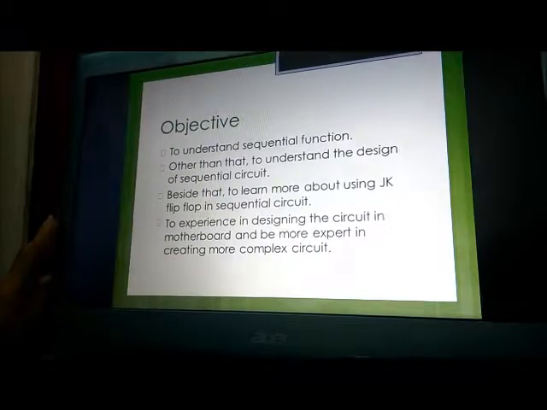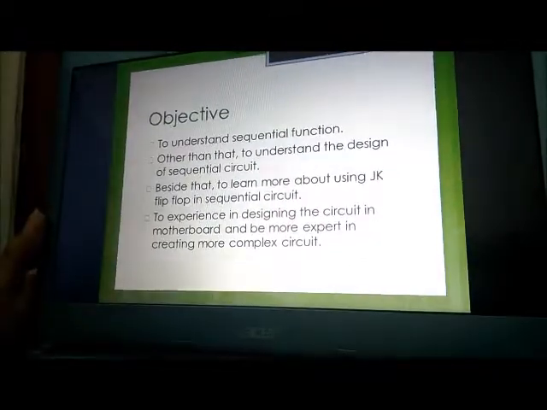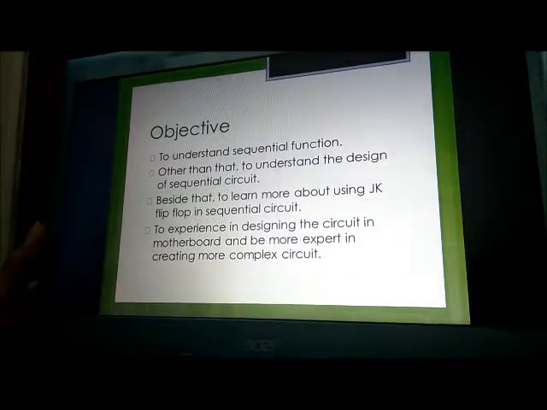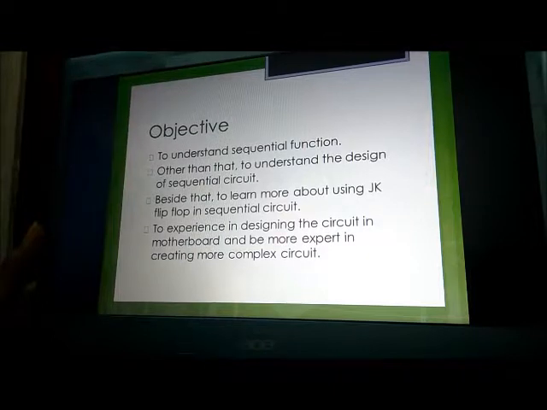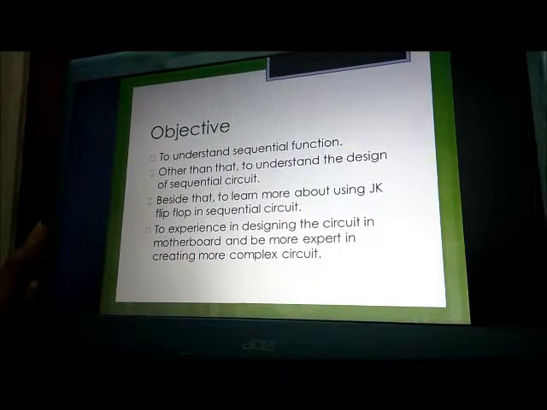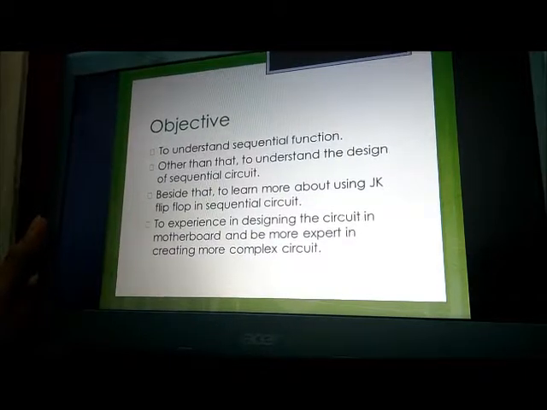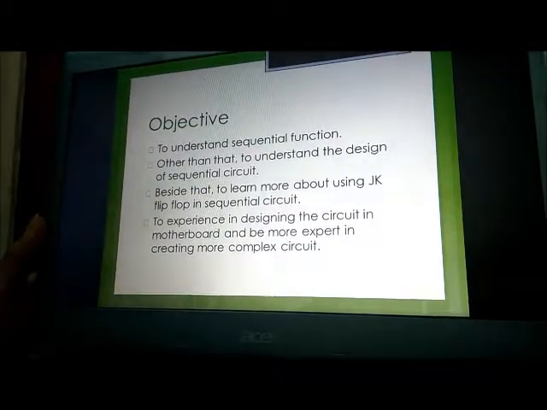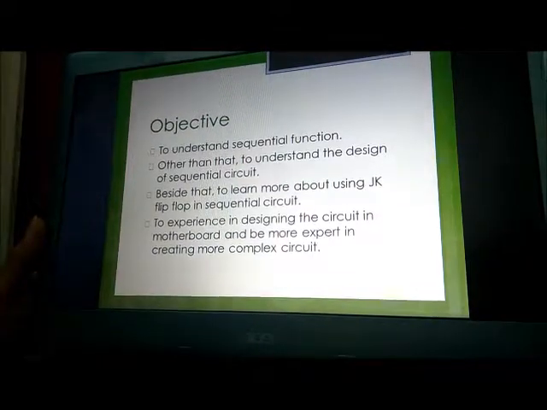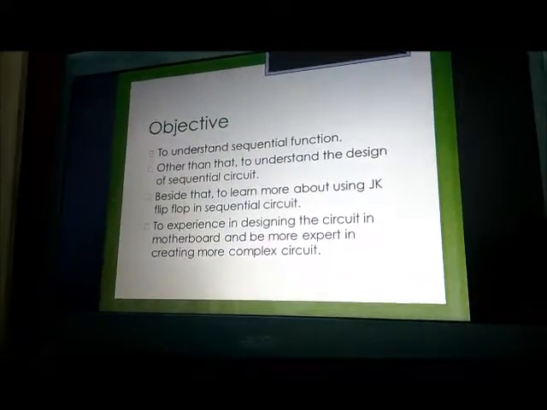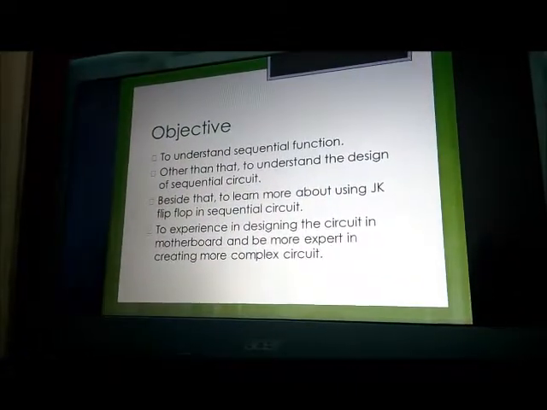Next, the objective of this assignment is to understand sequential functions, then to understand the design of sequential circuits, and then to learn more about using JK flip-flops in sequential circuits, and the last one is to gain experience in designing the circuit in the motherboard and be more expert in creating more complex circuits.